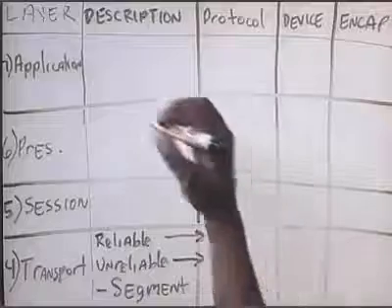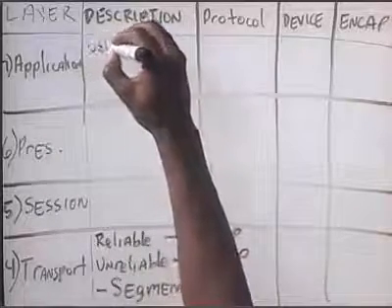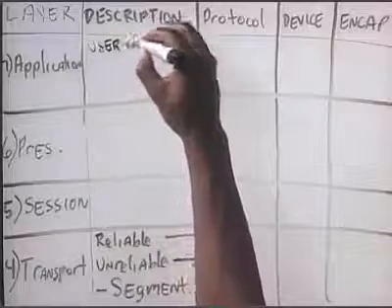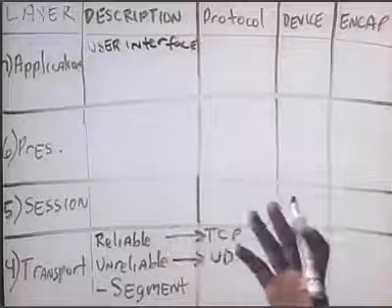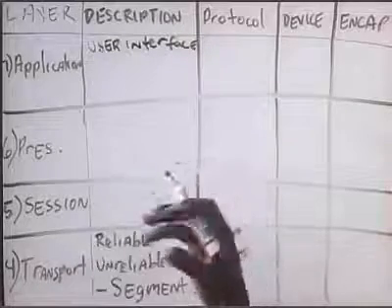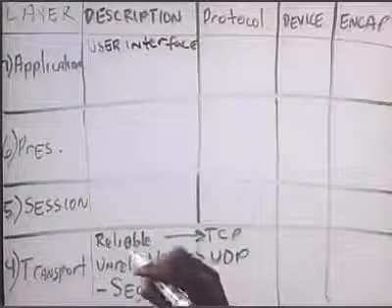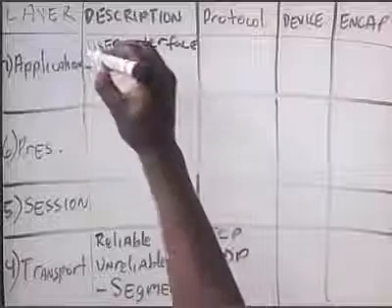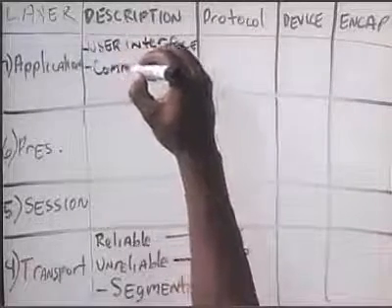Now let's discuss the upper layers of the OSI model. The application layer is the user's interface to the network. This is where the user interacts with the network by way of some application or program that provides access or interaction with the network.